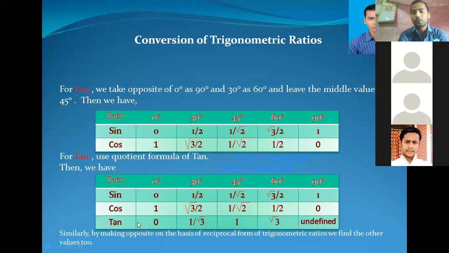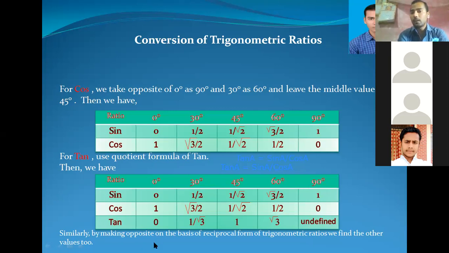So tan 45 degree is equal to 1. In the same way, tan 60 degree is equal to root 3. And tan 90 degree is undefined, because when anything is divided by 0, we get the answer as undefined. That's why tan 90 degree is equal to an undefined value.